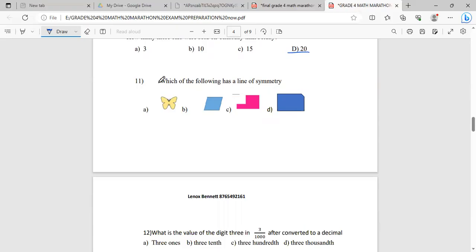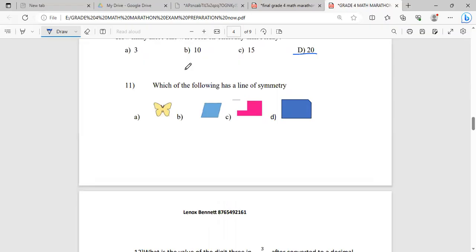All right. Which of the following has a line of symmetry? A line of symmetry means you can cut the shape or picture or whatever in exactly 2, and when you fold them together, they fit perfectly. And that would be the butterfly. So if we fold this with this, it would fit equally. Not this one, all right? This one is a distractor.